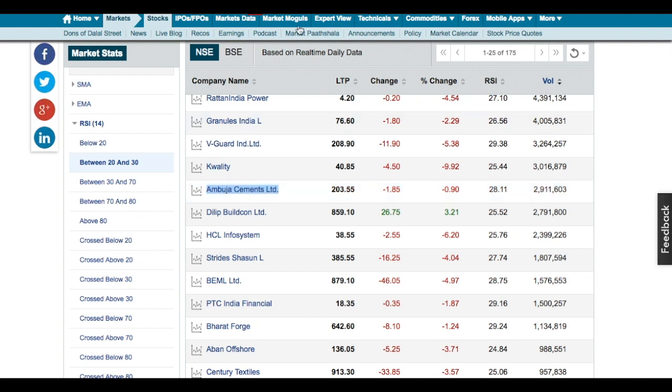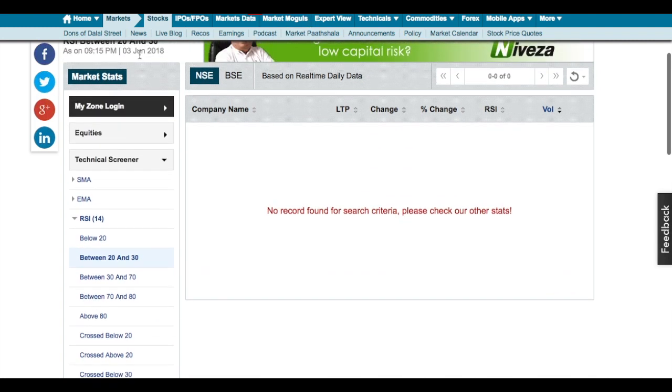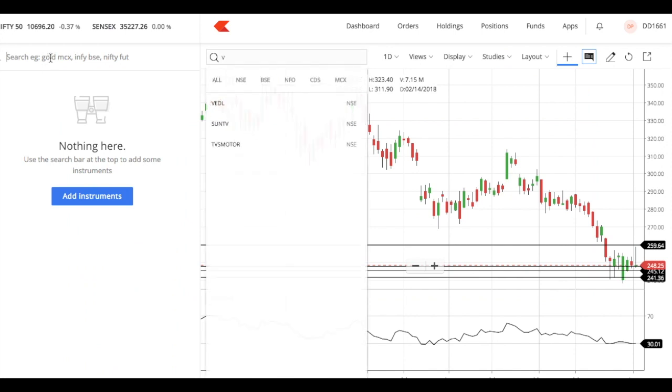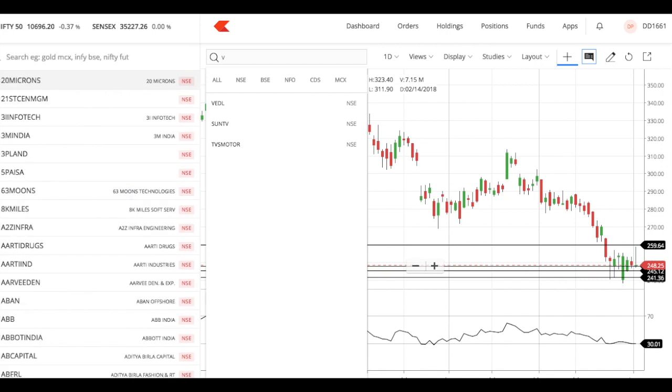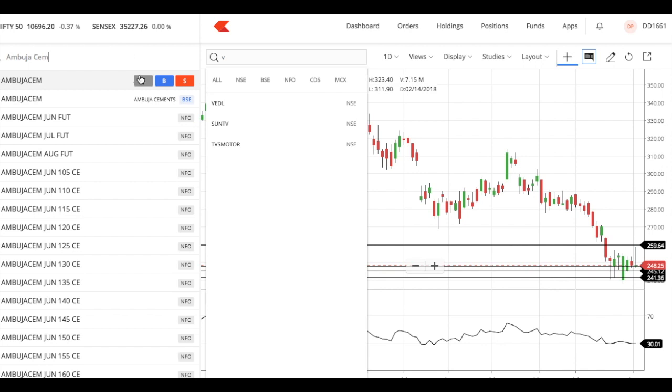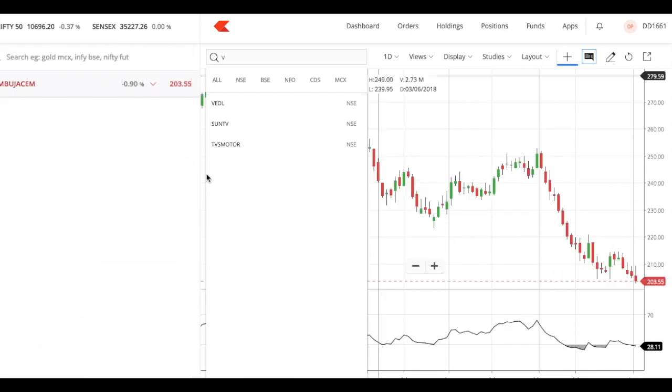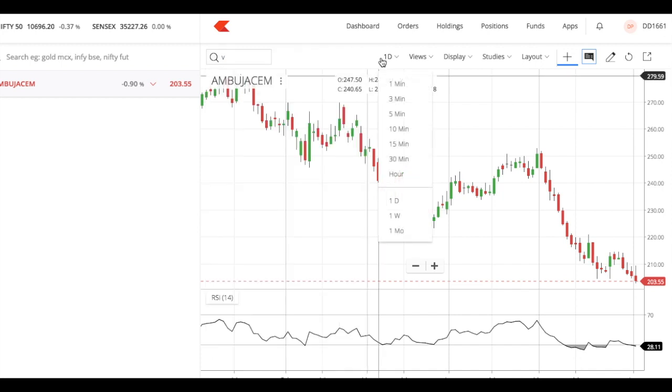You can just open, and I'm just going to my Kite. I'm just pasting this name, too lazy to type. Oh, this is a MacBook. Okay, so I got Ambuja Cements. I'm adding Ambuja Cements. I'll just show you the graph of Ambuja Cements. So this is how it looks.